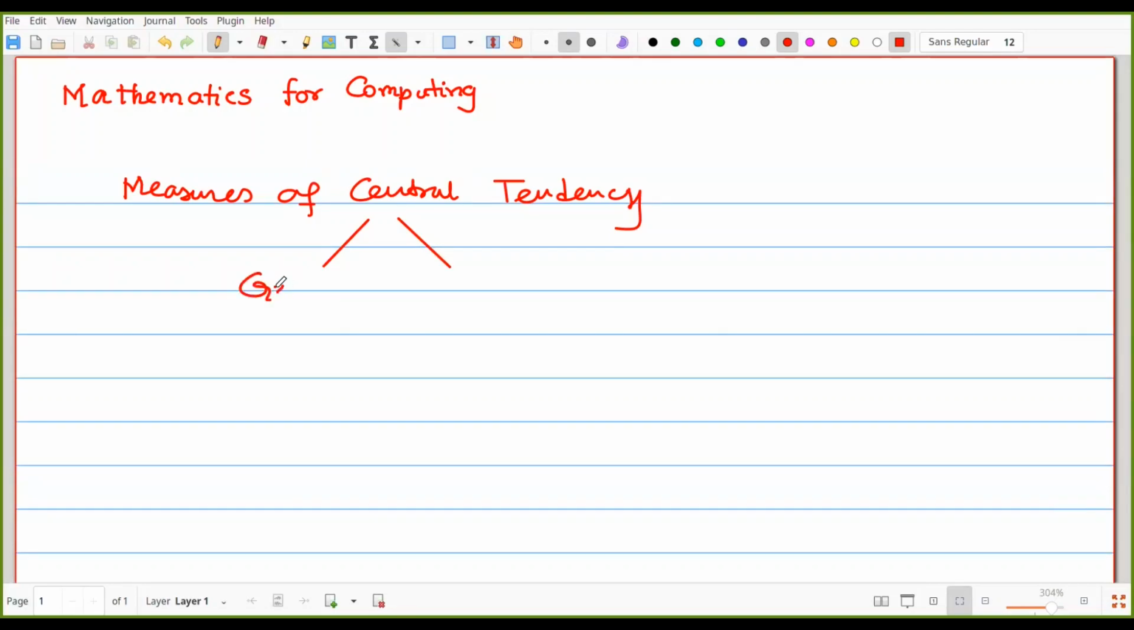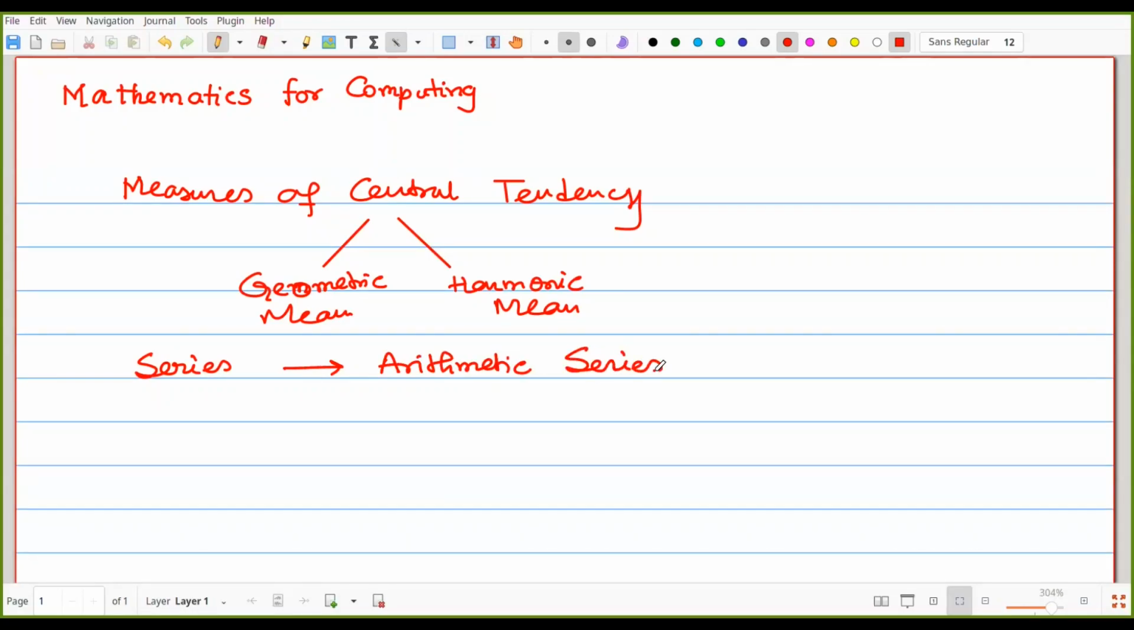The first one is called the geometric mean, and another one is called the harmonic mean. Before these two means, another one was previously discussed, that was the arithmetic mean. Those come from the series: the first one, arithmetic series; the second one is the geometric series or progression; and the third one is the harmonic progression.